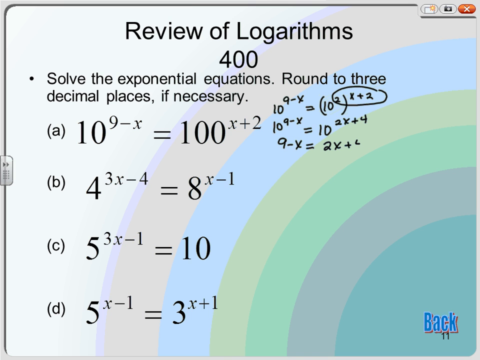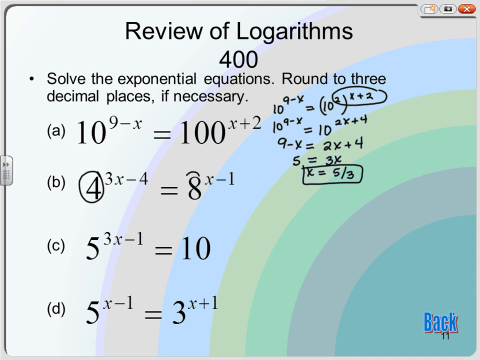Well, 10 to something equals 10 to something, so that means those somethings are the same thing. It's like taking log base 10 on both sides. Add the x, you get 3x. Subtract the 4, you get 5. So your answer is x equals 5 over 3.